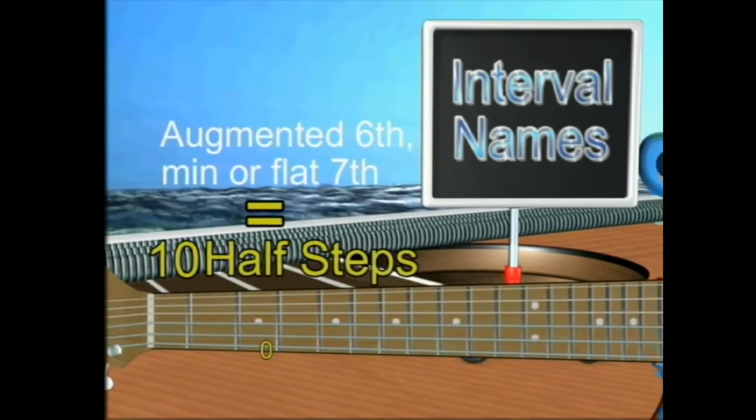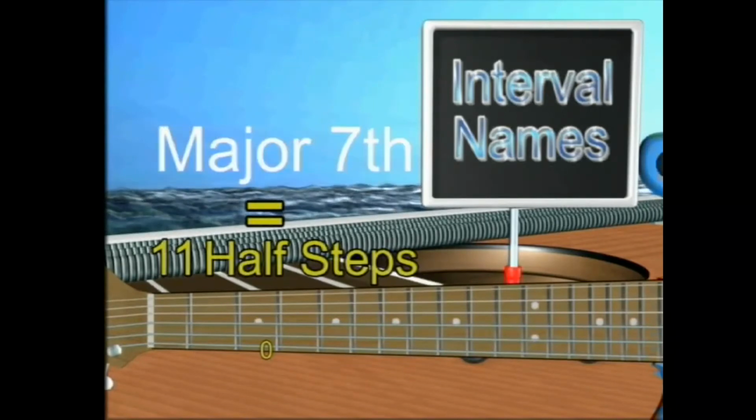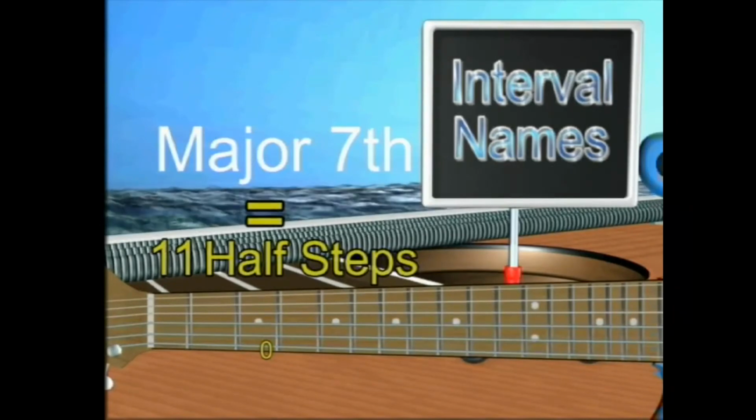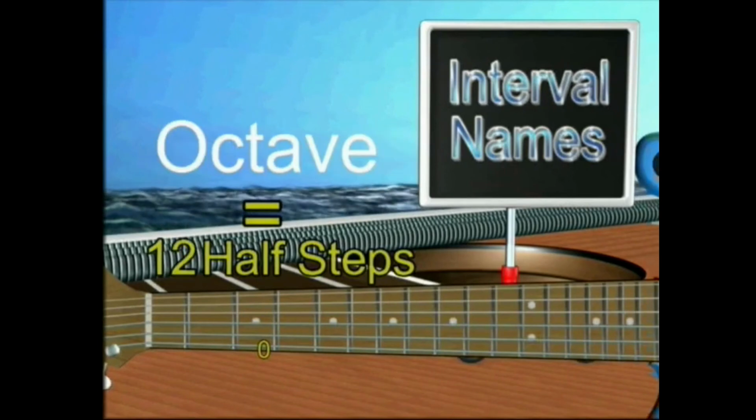10 half steps is a minor or flat 7th. 11 half steps is a major 7th. 12 half steps is an octave. Any notes an octave away will have the same name.